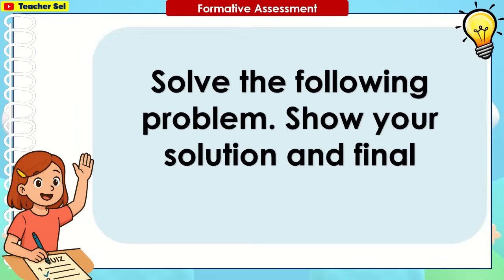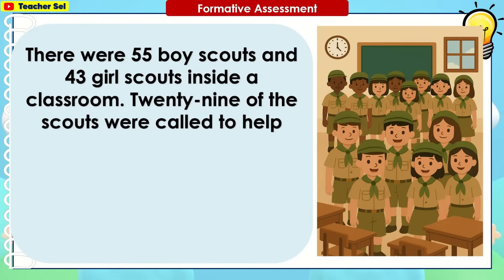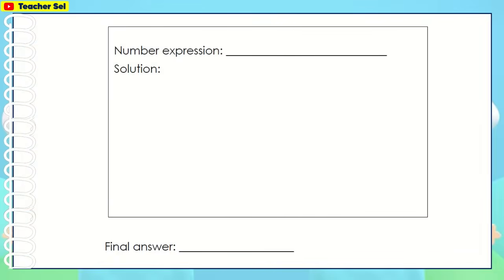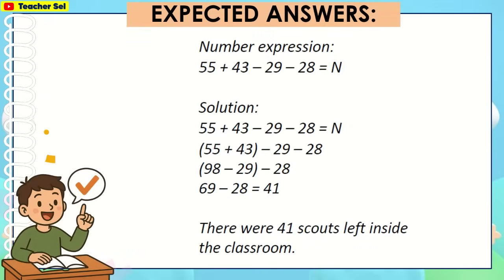Solve the following problem. Show your solution and final answer. There were 55 Boy Scouts and 43 Girl Scouts inside a classroom. 29 of the Scouts were called to help in the school canteen. Another 28 Scouts were called to help in the school library. How many Scouts were left in the classroom? You write the number expression, the solution, and your final answer. Here are the expected answers. There were 41 Scouts left inside the classroom.